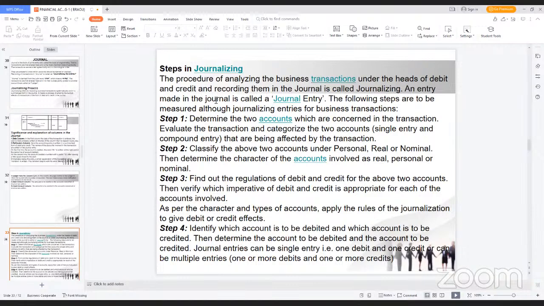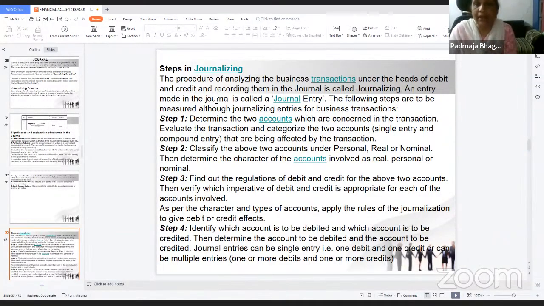Are you getting, ma'am? So you have to categorize that there should be two accounts. One is a single entry, the other is a compound entry, affecting the transaction. That is, machinery account debit to cash account. Suppose I'm purchasing the machinery. I'm getting the machinery and I'm paying cash, so cash is going from me and I'm getting the machinery. Here two accounts are affected: one is the machinery account, the other is the cash account.